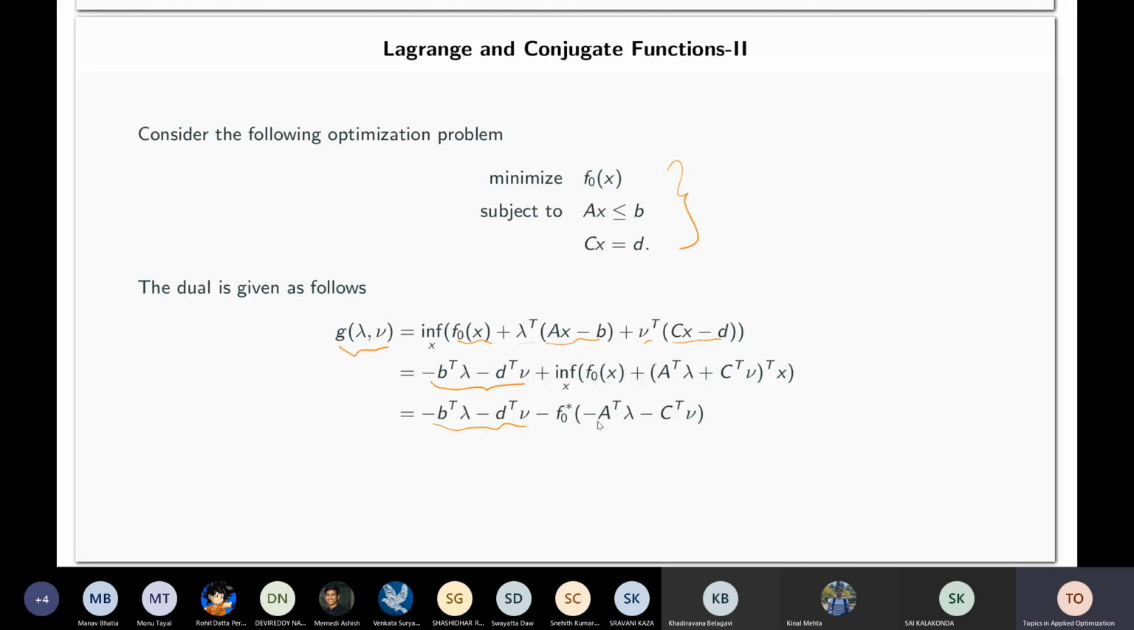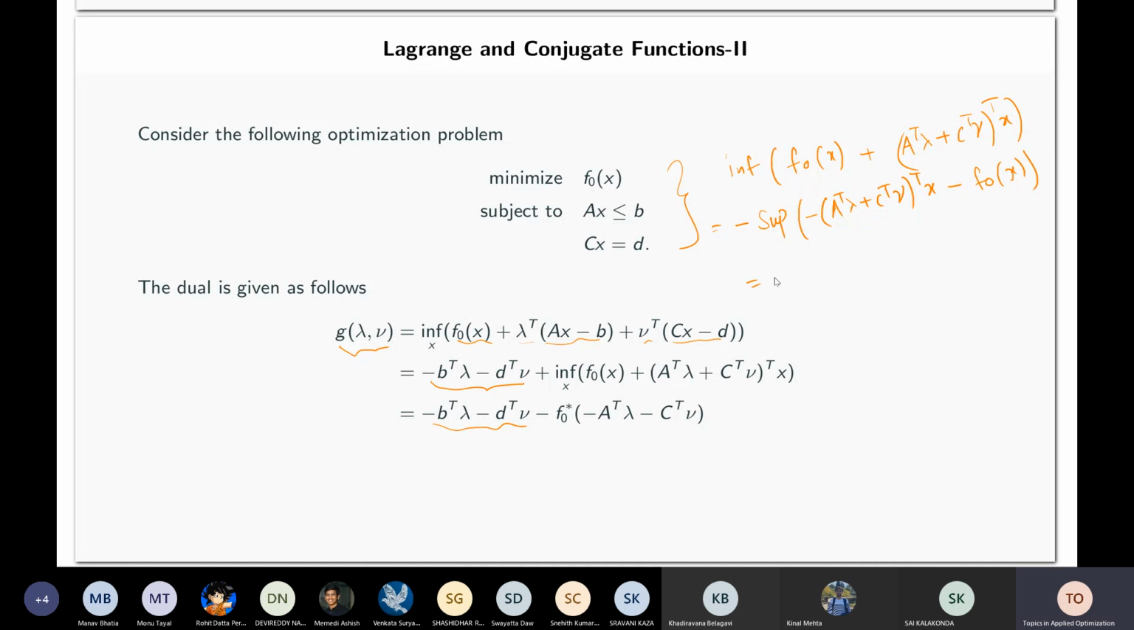This is still the first term, and then we have to put this in the form. If we look into this term, which is the infimum of f naught x plus (A transpose lambda plus C transpose nu) transpose x, we use that trick. This is minus the supremum of minus, let us write this term first: (A transpose lambda plus C transpose nu) transpose x minus f naught x.